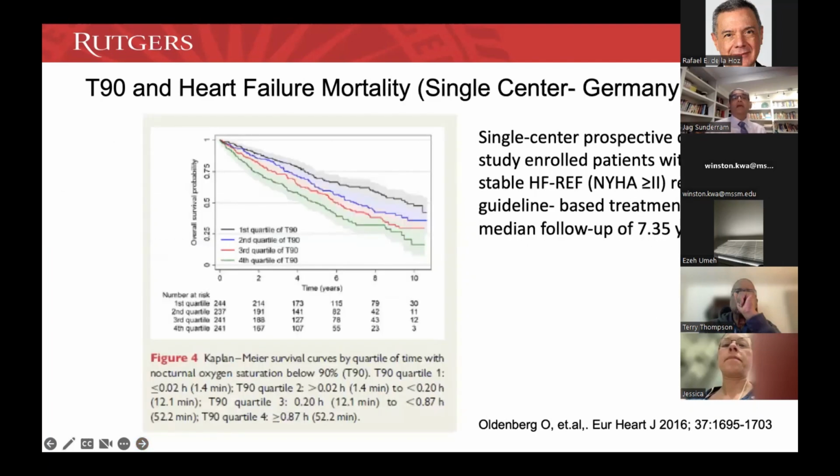And similarly, if you look at hypoxia or time below 90 in the sleep study and look at heart failure mortality, again, this is a single center study from Germany where they looked prospectively at patients who were in this heart failure center, and they were stable. They had stable heart failure from reduced EF. All of them had a New York Heart Association class of greater than or equal to 2, and they were all receiving guideline-based treatments. They were followed for almost 7 years, and what you see is in the fourth quartile of T90, there was an increased risk for mortality from heart failure. So hypoxia, which is a consequence of these events, does play an important role in potentially hypertension and heart failure mortality.